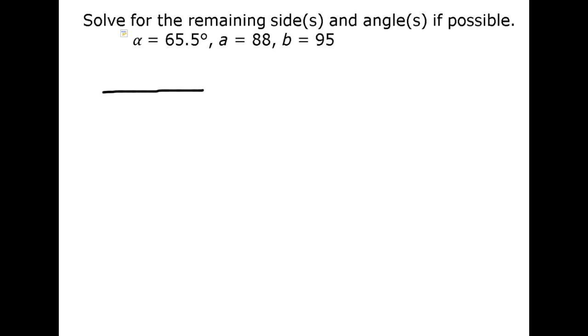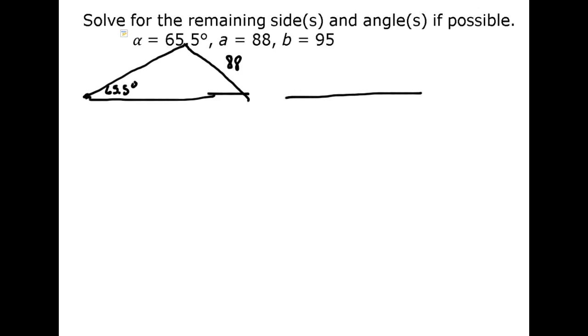65.5 degrees for alpha, so I'll try and draw an angle that looks 65.5 degrees here. So 65.5 degrees, and then A would be across from alpha. So A is 88, and the question is, does A swing out to the right like this, or should A have swung in? Because we could draw the same 65.5 degree angle, but this time have A swing in. So that's why there's two cases.